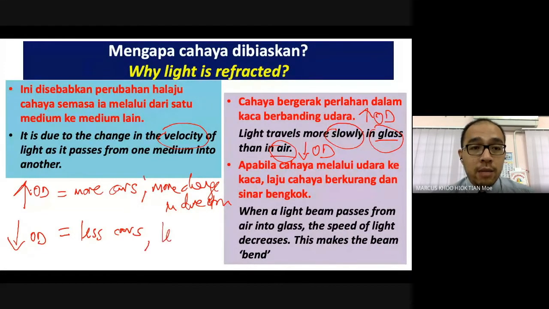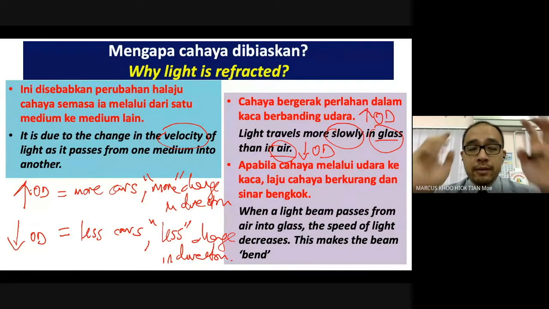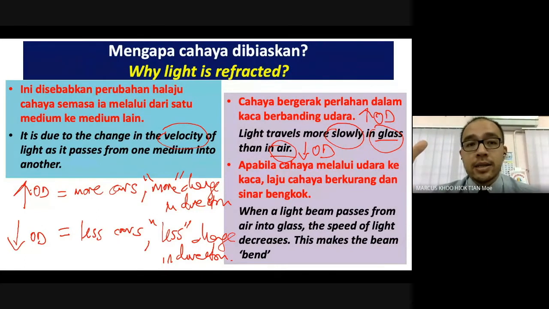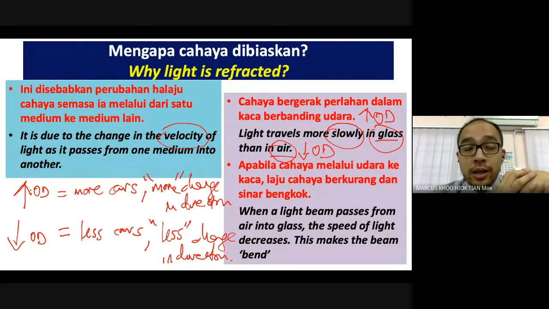When I say more, I will talk about this in a little while. This is less change in direction. I'm not saying that there's less, but I'll talk about this in a little while. But this is the idea. When refraction happens, the light is changing speed. It is moving faster or moving slower. And as it moves faster and slower, it also has to change in direction.